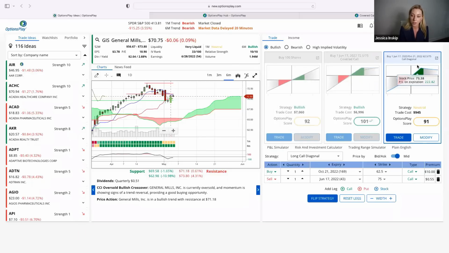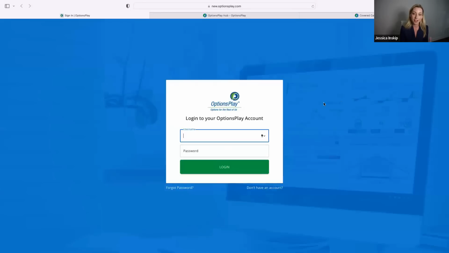Now this profit and loss, that's why this kind of falls off because of the expiration of June 17th. So that, like I said, it makes it a little wonky. However, I think it's a good comparison, and that's what I like about the tool OptionsPlay. It really helps me compare different strategies and how I feel about that underlying security. So what I've done here is we've got GIS, General Mills.